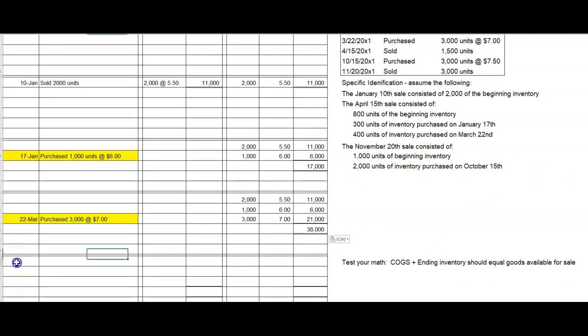So let's get started with that. April 15th sold 1,500 units, and specific identification as presented in this class is kind of like following a recipe. The April 15th sale consisted of 800 units of beginning inventory, 300 units of inventory purchased on January 17th, and 400 units of inventory purchased on March 22nd. So just fill those three lines in times the cost that we paid for those items, and you will calculate cost of goods sold. Go ahead and do that, then come back and check your work.